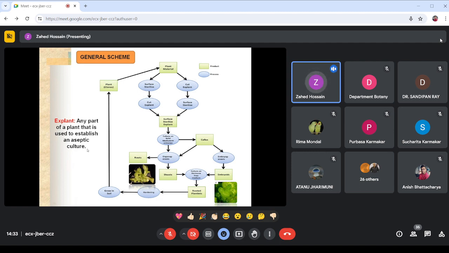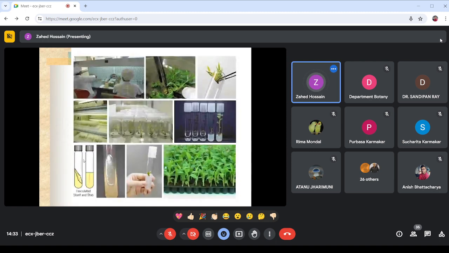And on the left side I have mentioned what an explant is. In the first slide I mentioned that an explant is any part of a plant. That means it may be a cell, it may be tissue, it may be an organ, it may be any part that can be used to establish an aseptic culture, which is known as an explant.